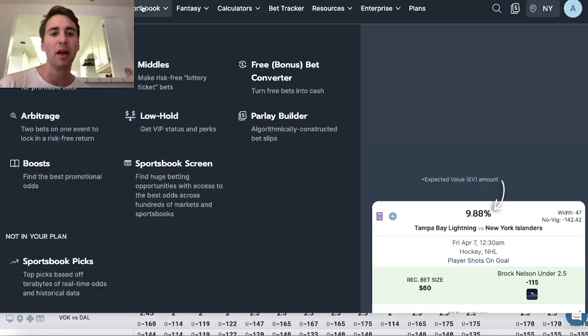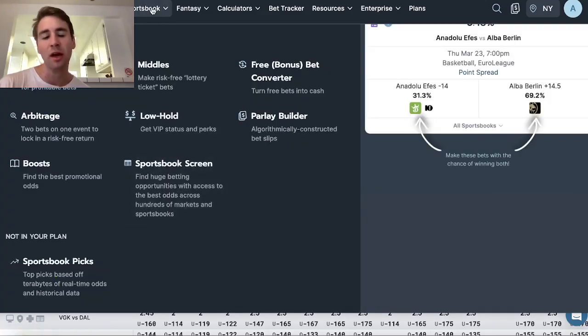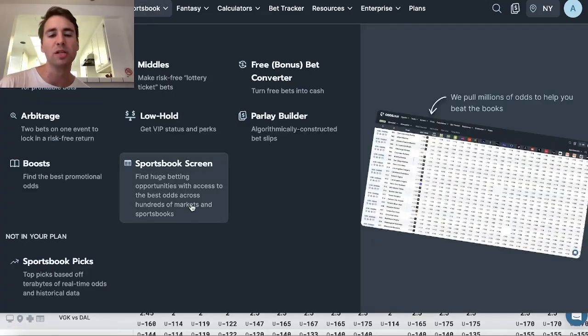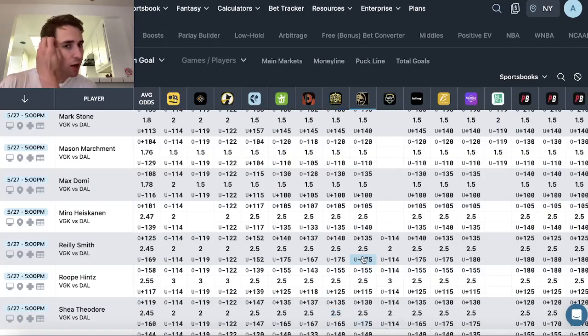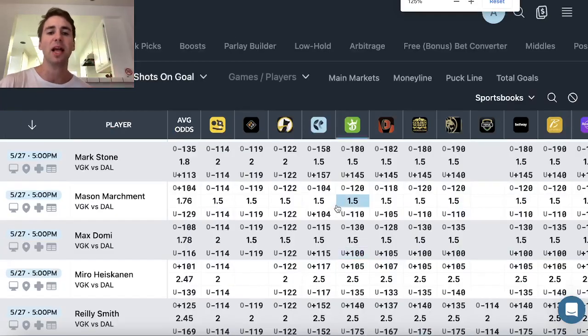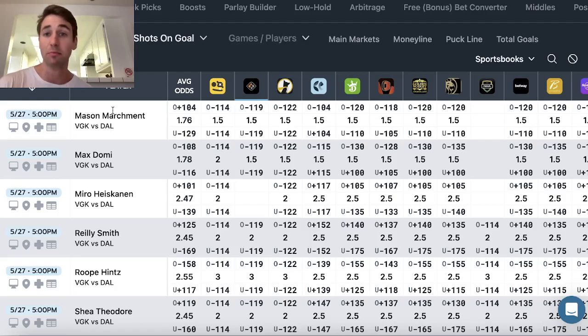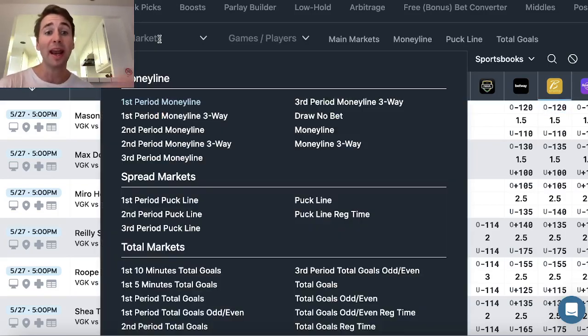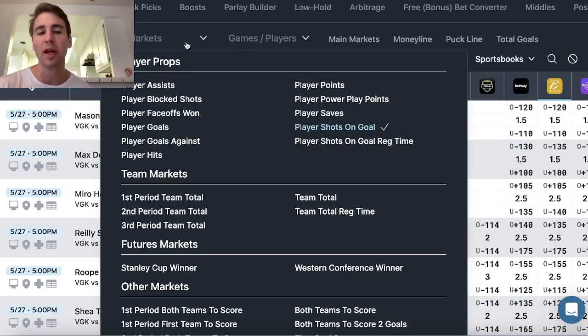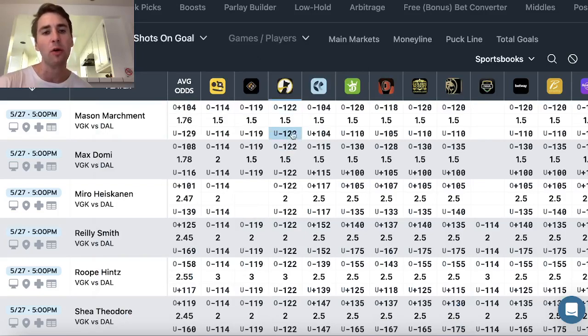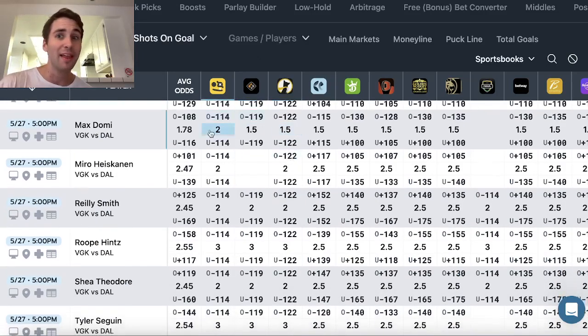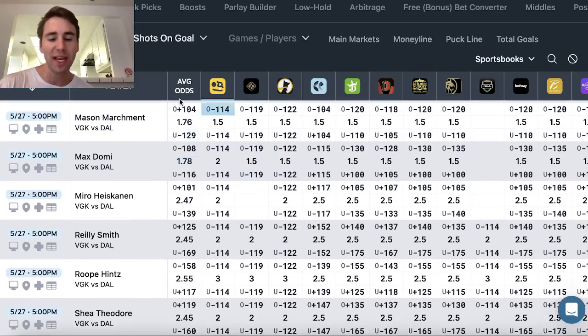So I found my pick on the sportsbook screen on OddsJam. So you just go to Sportsbook and then Sportsbook screen. And all this betting tool does is, it's pretty simple, it reads in lines from across the market. So for example, if you look at Mason Marchment, all these platforms, Parlay Play, Prize Picks, Underdog, all the books have his line at 1.5 shots on goal. You can look at any market you want. I'm just looking at player shots on goal. You look at Parlay Play, they have his line for Max. So here, there's no value.